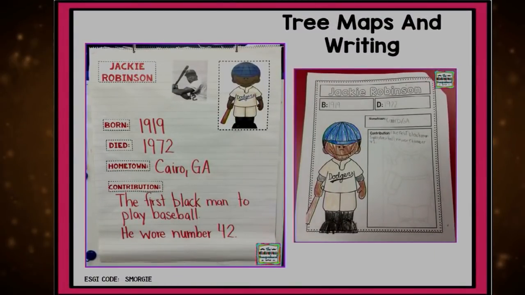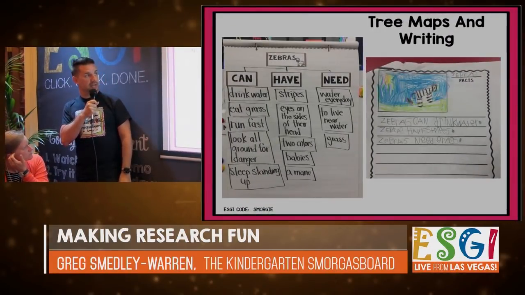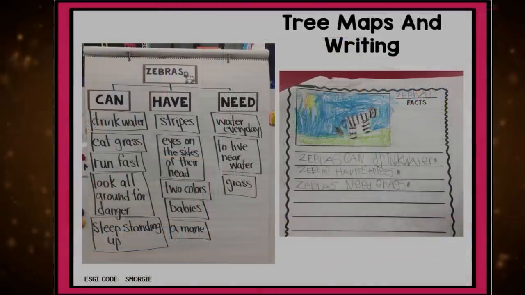So this is our Black History Month research project. So it looks a little bit different. And so as we learned about each person, we made these anchor charts, and then the kids filled out their research journal. And here's one with zoo animals where they actually drew a picture of the zoo animal as they were doing their writing.